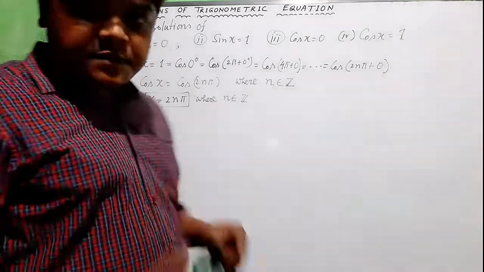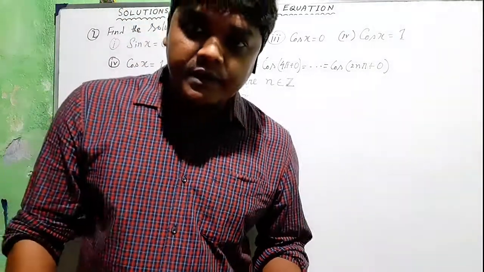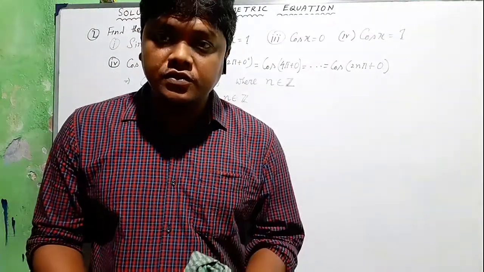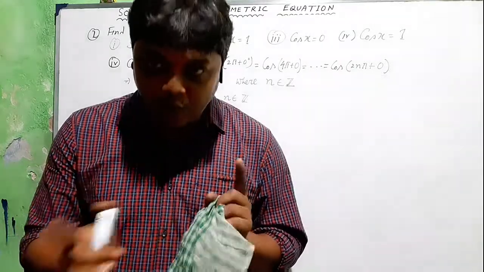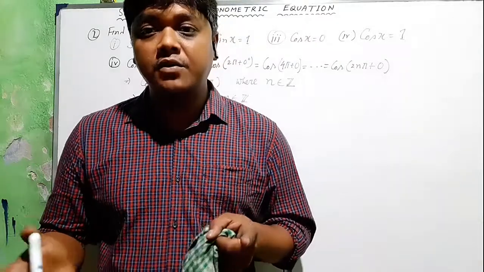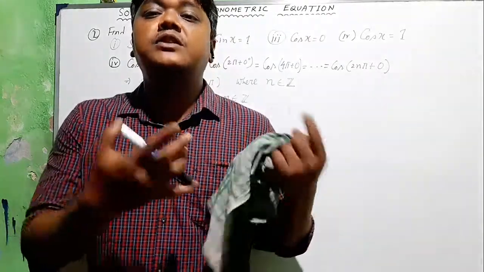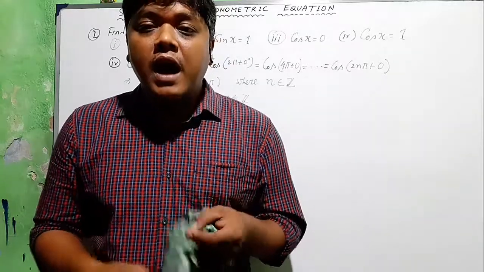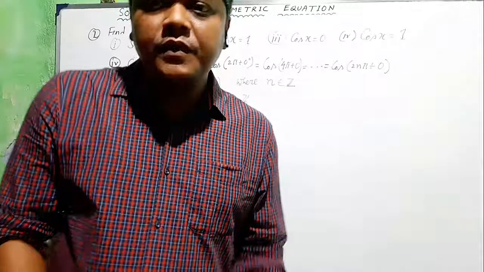So in the next part we will discuss: if cos x equals cos y, then what is the solution? If sin x equals sin y, then what is the solution? What is the relation between x and y? If tan x equals tan y, what is the relation between x and y? And we will solve some tricky problems about trigonometric equations. Okay, up to this part it is clear to you, I think. Okay, thank you.